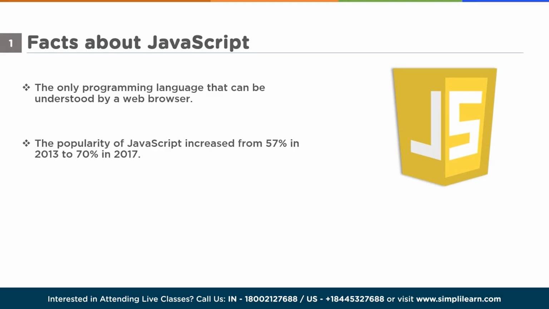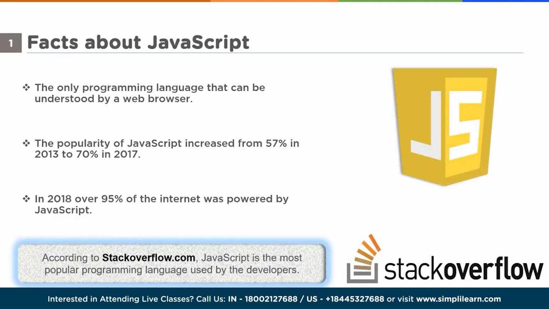Being a language which can do so many tasks, whether it be designing a website's front end or going through any website's backend, JavaScript can do anything. By the end of 2018, over 95% of the internet was powered by JavaScript. Means almost every website out there is using JavaScript in some way or another. Do you guys know about Stack Overflow, a website for every programmer? Don't worry, you'll get to know about it once you start with the programming part. Stack Overflow states that JavaScript is the most popular programming language used by developers.